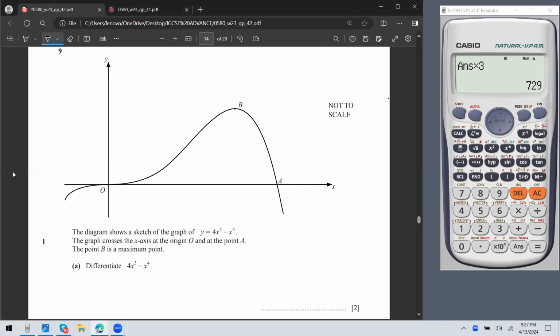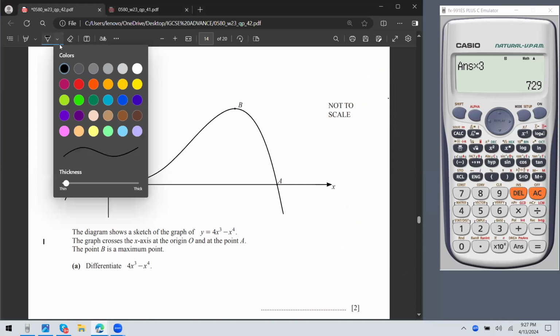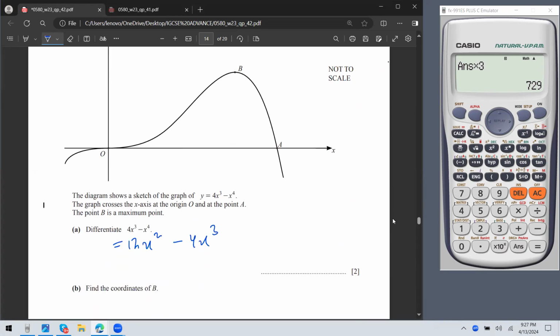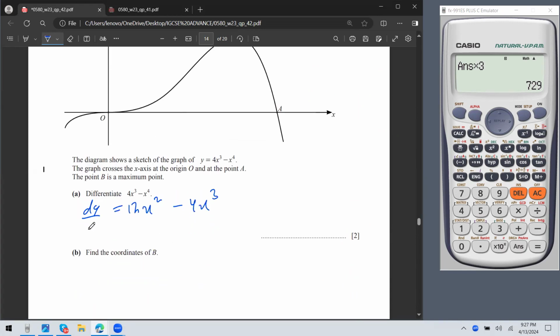So let's go back to this question now. We need to differentiate. Differentiate means bring the power down. 3 times 4, 12. Subtract 1 from the power. 3 minus 1 is 2. Again for the next term, bring the power down, 4. Subtract 1 from the power, 3. So dy by dx, you call that dy by dx or the gradient function. This gives gradient at any point.